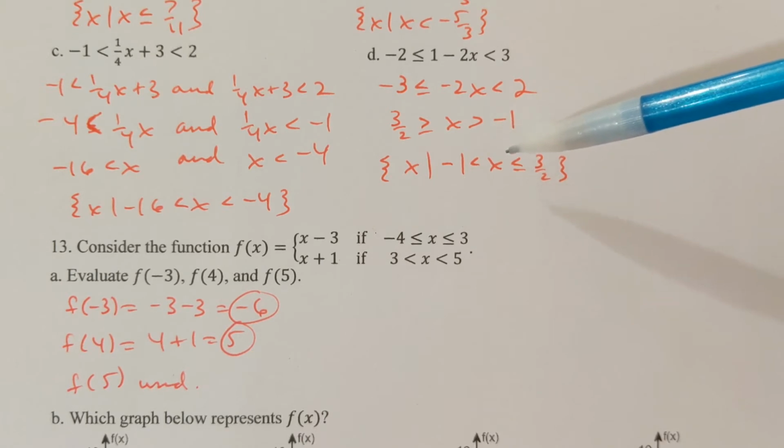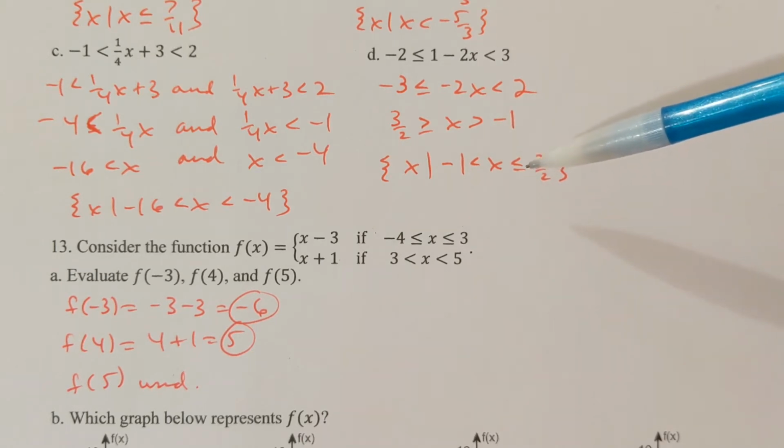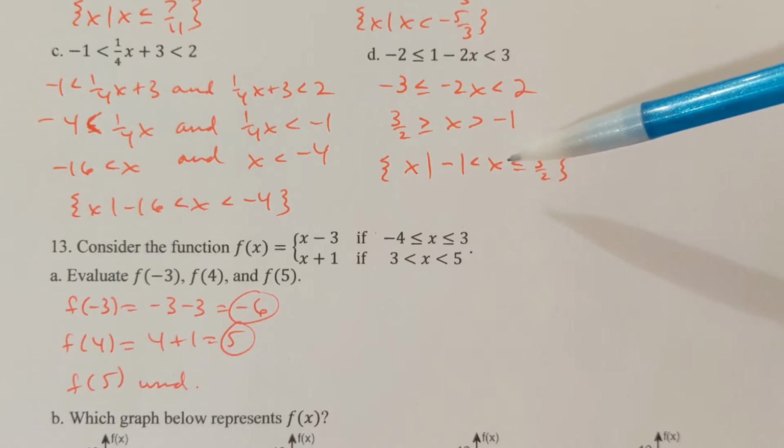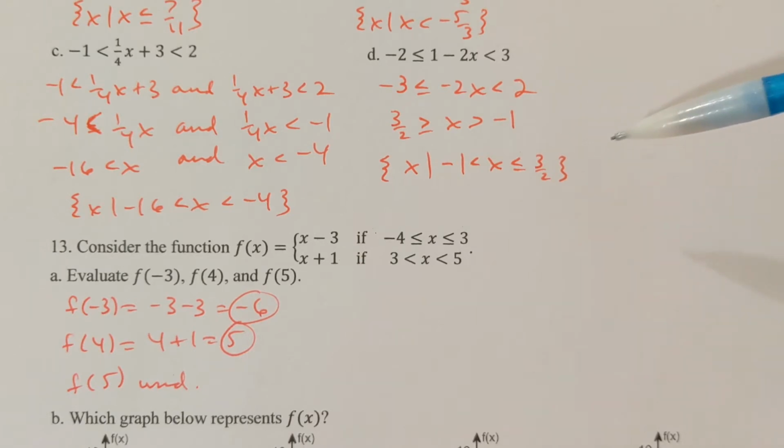So let me write that more how we're used to seeing it, with the smaller number on the left. Set of all x such that negative 1 less than x less than or equal to 3 halves.